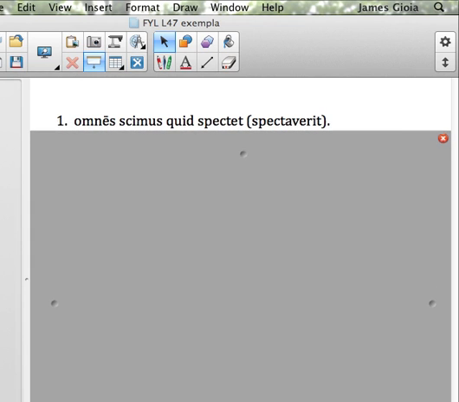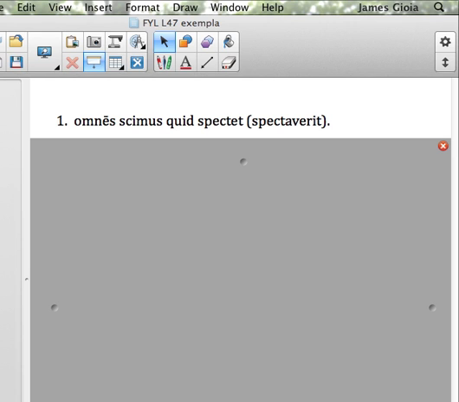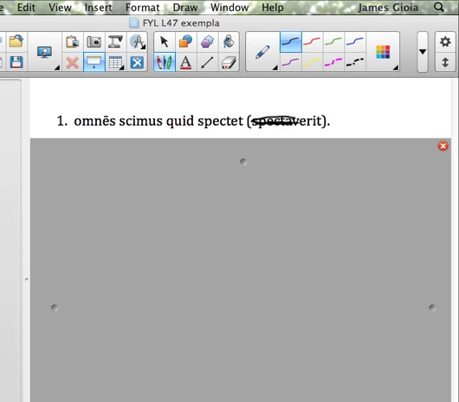So our first example is this sentence, Omnes scimus quid spectat. And then I have another option in parentheses there, spectaverit, but let's ignore that for right now. We're just focused on the omnes scimus quid spectat first. So let's do a little coloring.